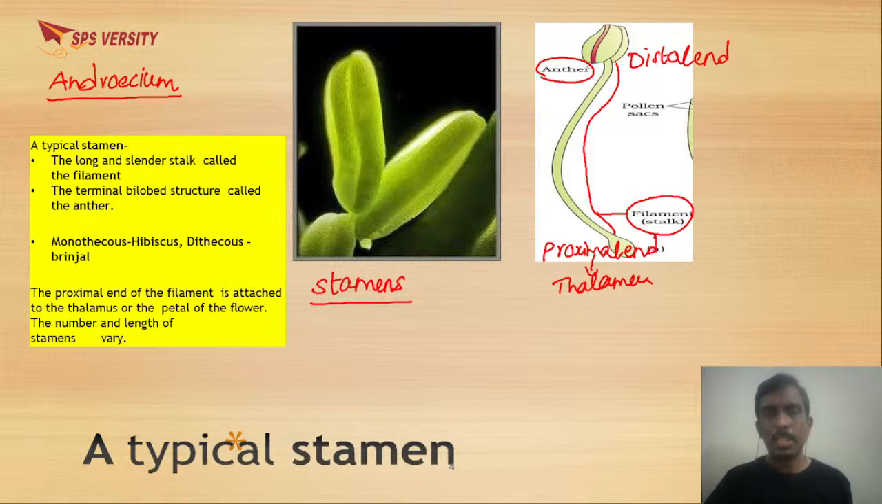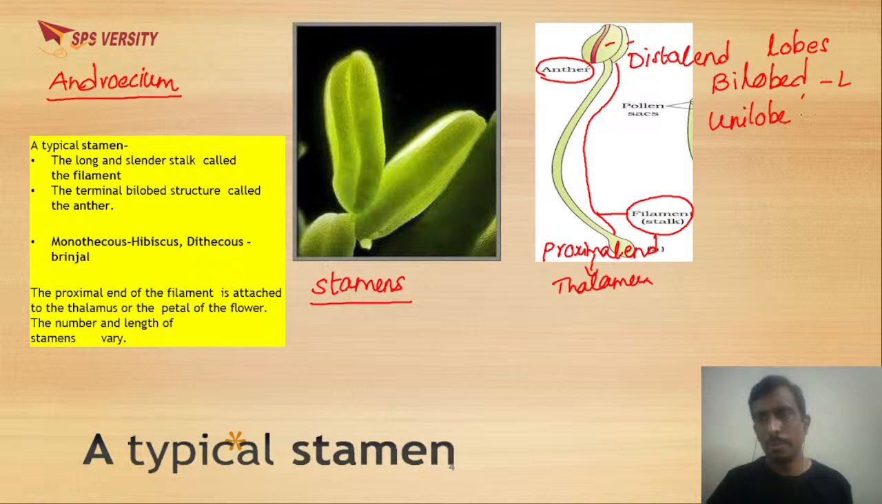In this anther, it is made up of lobes. Again in anther, it is made up of subparts. They are called lobes. So in the diagram, there are two lobes. When two lobes are present, it is called bilobe. When only one lobe is present, it is called unilobe.